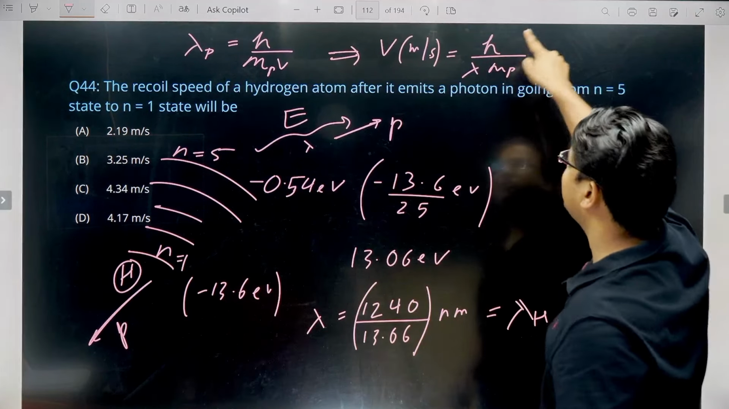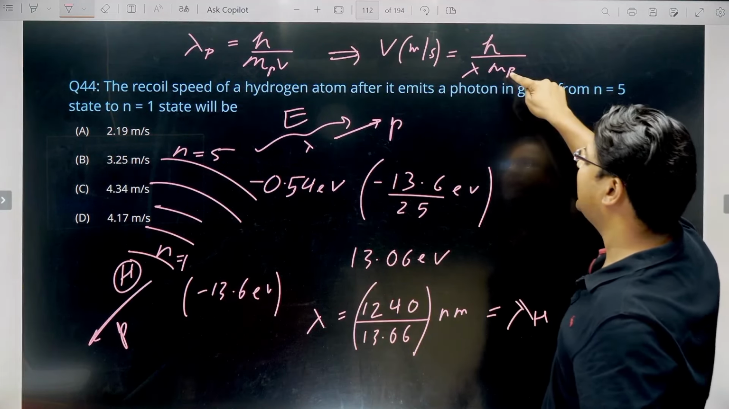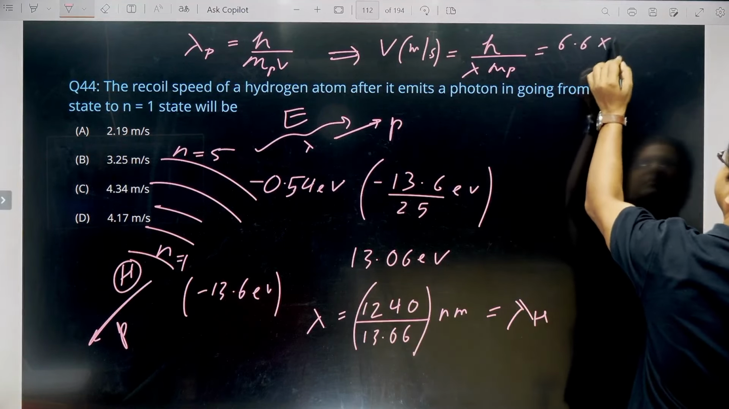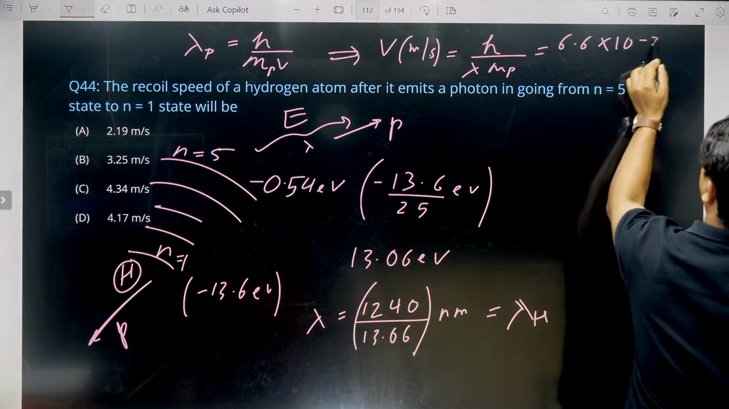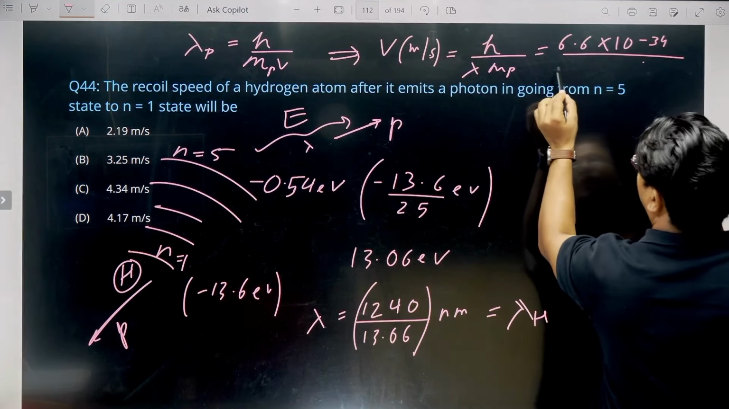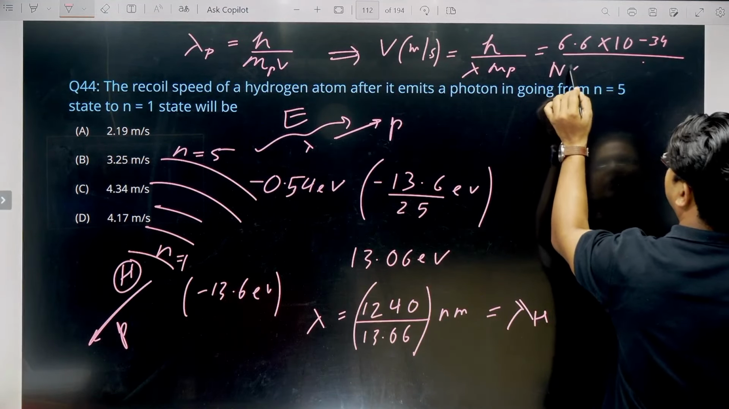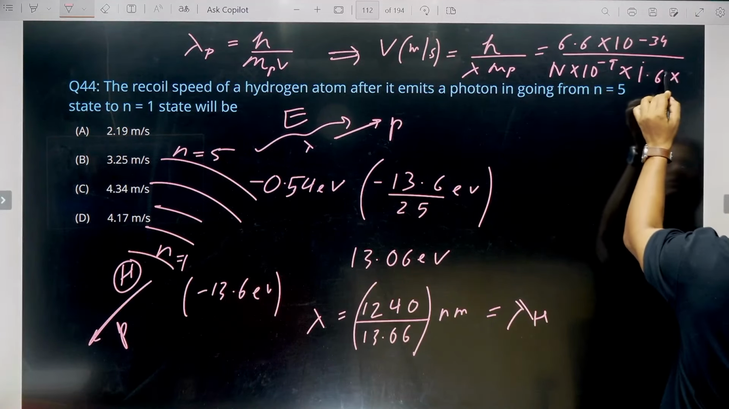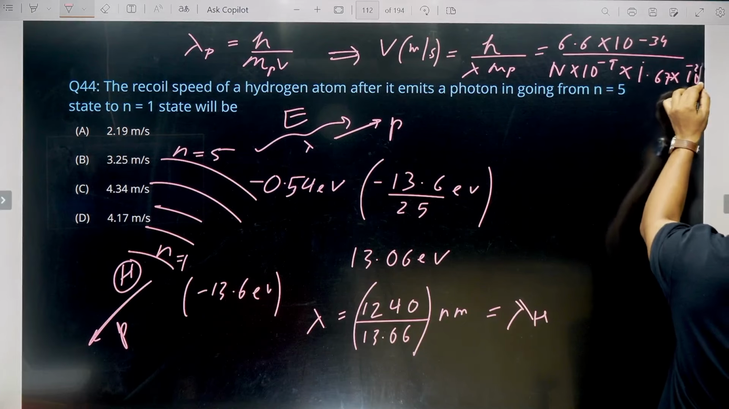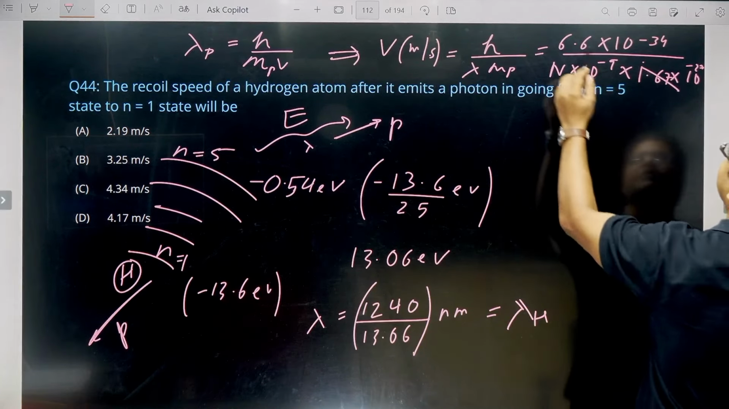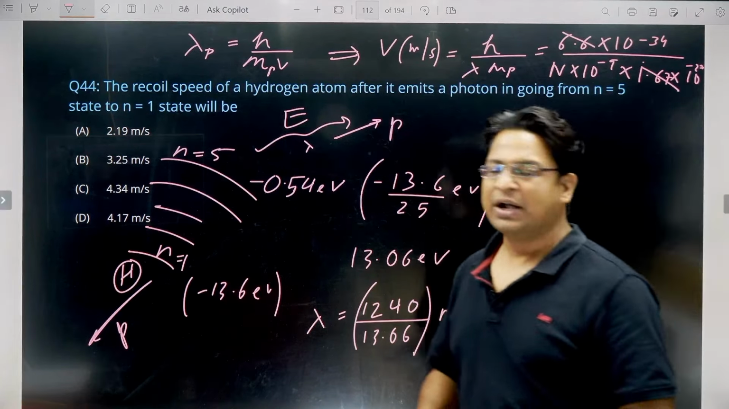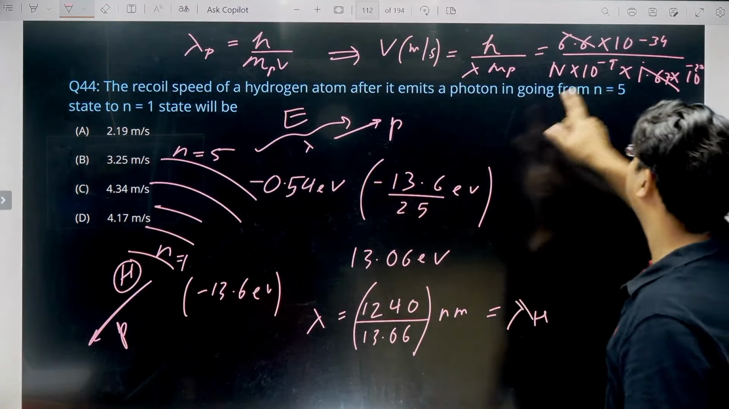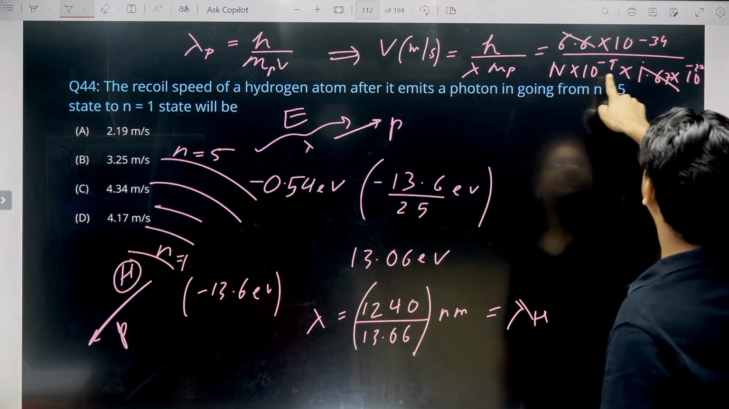h is 6.6 into 10 raised to the minus 34. Let me do some calculations. I'll show you this: 6.6 into 10 raised to power minus 34 divided by, substituting whatever number n nanometers, so n into 10 raised to the minus 9, and then 1.67 into 10 raised to the power minus 27. Notice, if you take this ratio, this is 3.96. I'm asking you to learn it. If you learn it, you will save a lot of time.